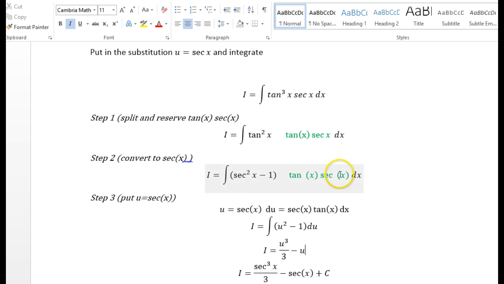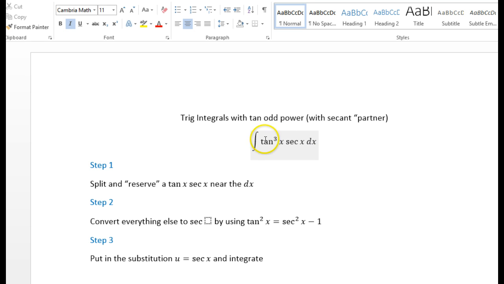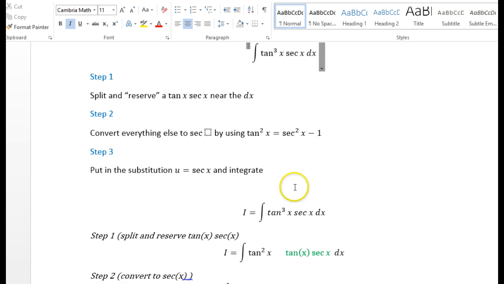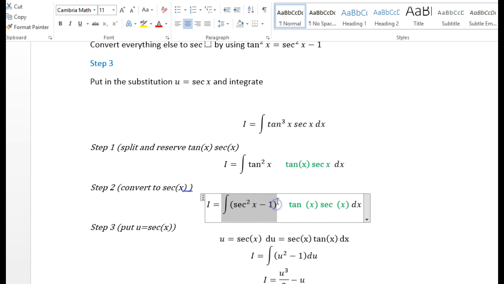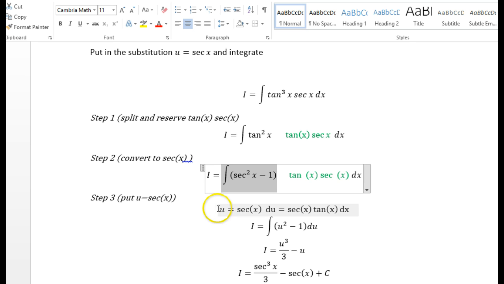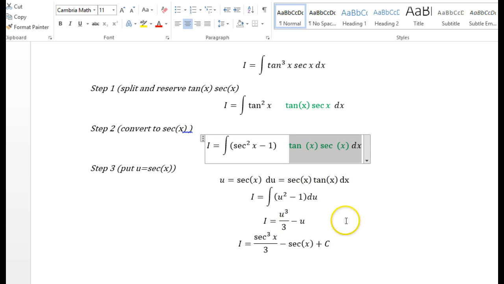Alright, so that's how you do a problem which has an odd tangent power and an odd secant power. Okay, so once again the first step is to reserve a tangent x secant x, and then whatever is remaining, convert it into secant. Okay, and then put u equals secant x, and then this becomes just du, and then integrate and then plug it back. Okay, it's a short video, but I think that's the essence of any other problems that you get of this type.